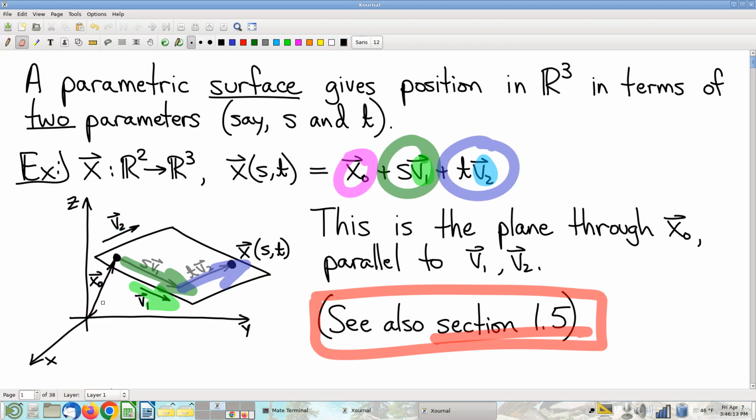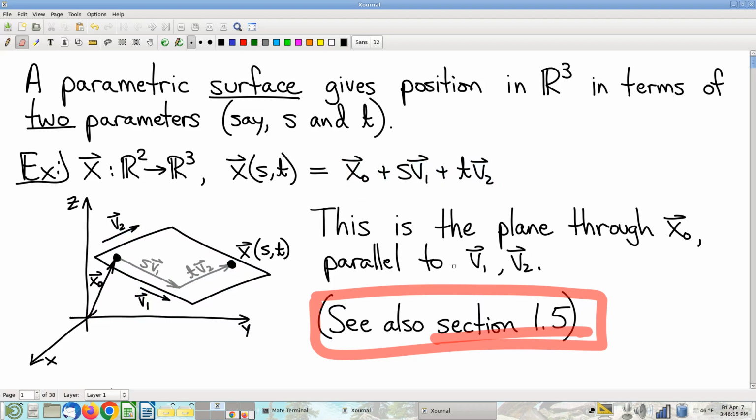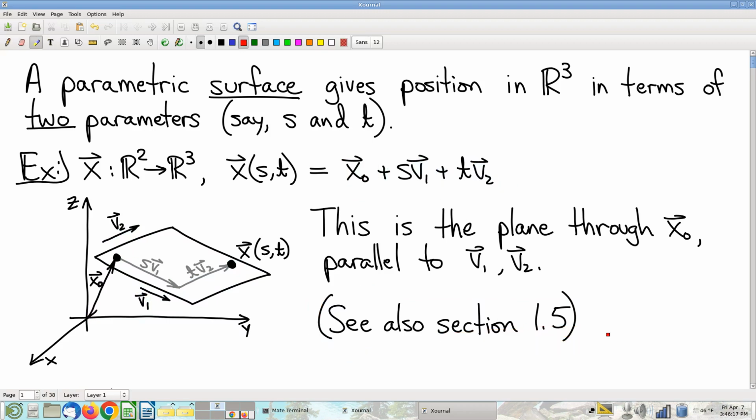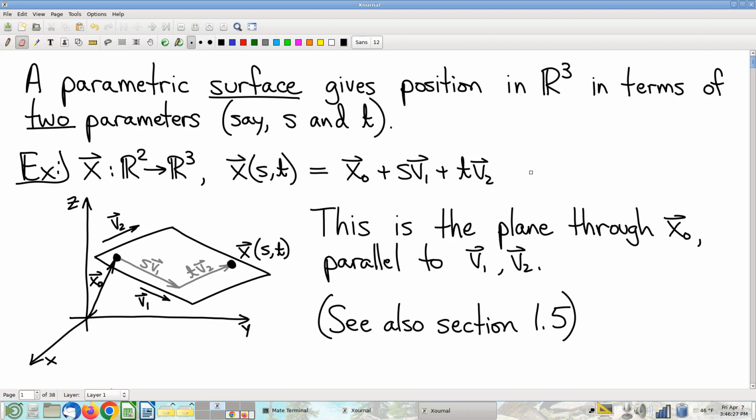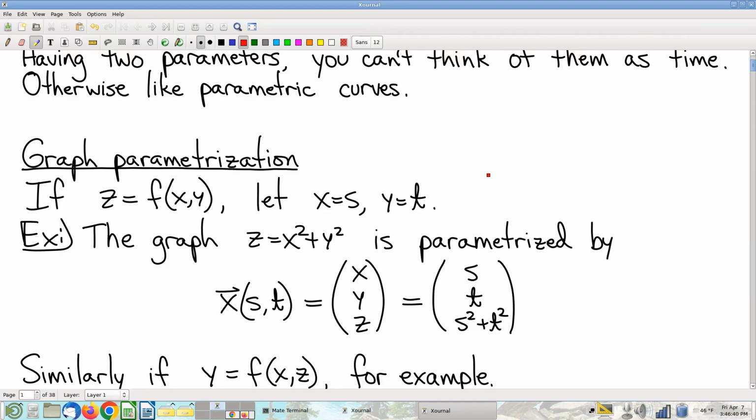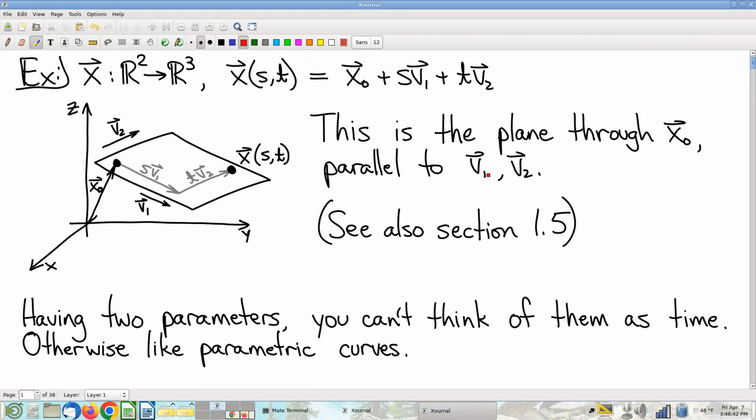Okay. All right. Now, I'm going to show you several tools for how to create parameterizations. Here, the parameterization was given, and we tried to make sense out of what it was. We're going to do the opposite now. We're going to have some surface that we understand in some way, and we're going to try to figure out how to create a parameterization for it. Okay, first example. Oh, I'm sorry. I got ahead of myself again.